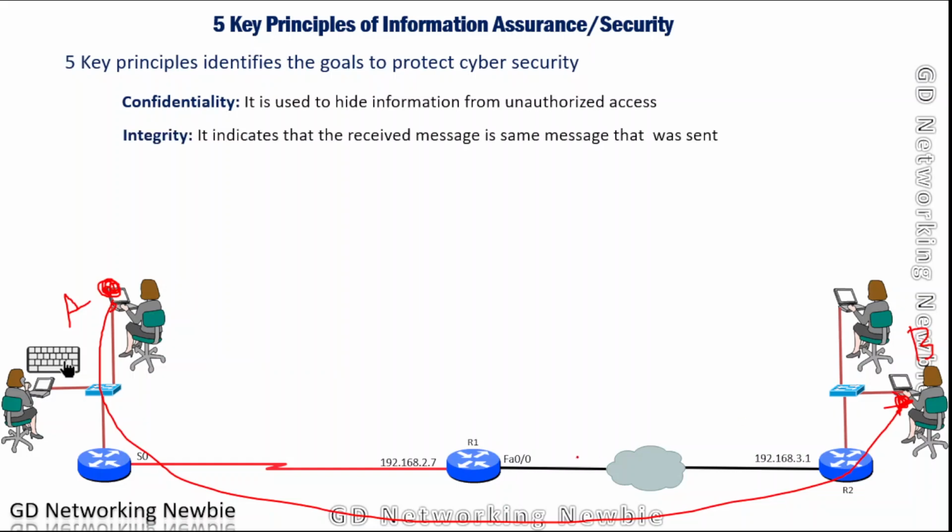The second principle is integrity. The integrity principle indicates that the received message is the same message that was sent. It should not be the case that the sender sends, let's say, 10,000, and someone in between the transmitter and receiver changes its value to, let's say, 900. We want to ensure this, and this is indicated by the principle of integrity.